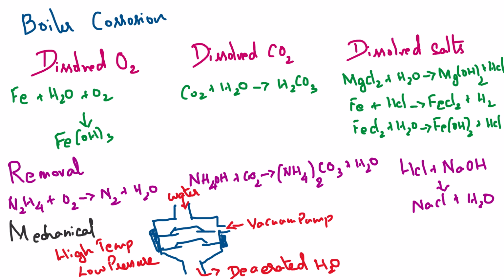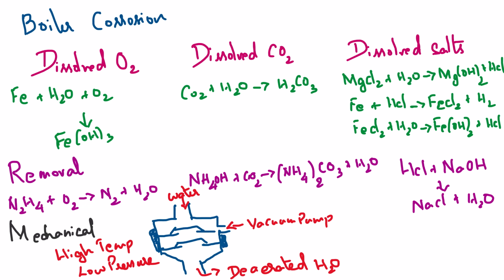Boiler corrosion is due to dissolved oxygen, dissolved carbon dioxide, and dissolved salts. Dissolved oxygen combines with the metal ion in the presence of water, and it forms ferric hydroxide. Carbon dioxide reacts with water and forms carbonic acid. Dissolved salts react with water and form acid. That acid will react with the metal ion and form iron chloride. Iron chloride in turn reacts with water and forms ferrous hydroxide.